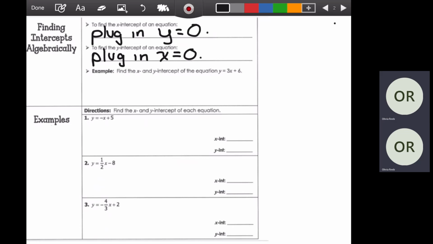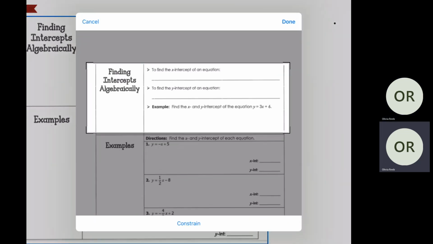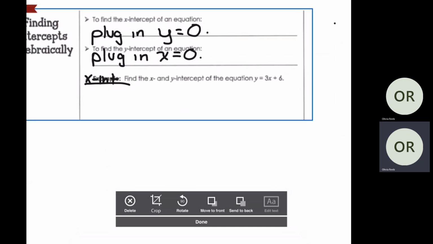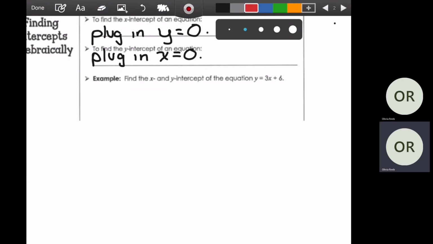So I'm going to find the x and y intercept of the equation y equals 3x plus 6. All right, well, I'm going to start with my x-intercept. Give me one hot second. There. Now we have some more space to work.